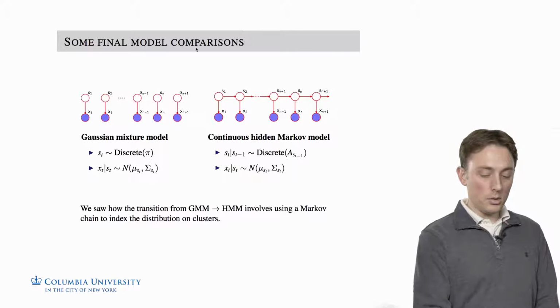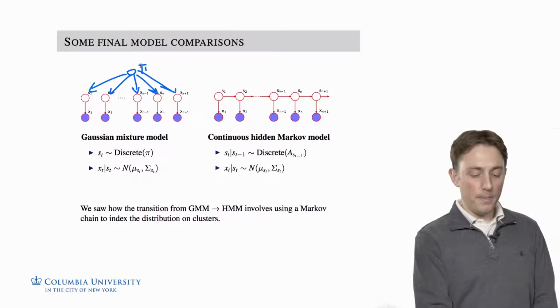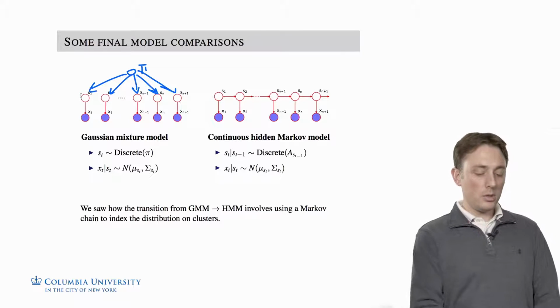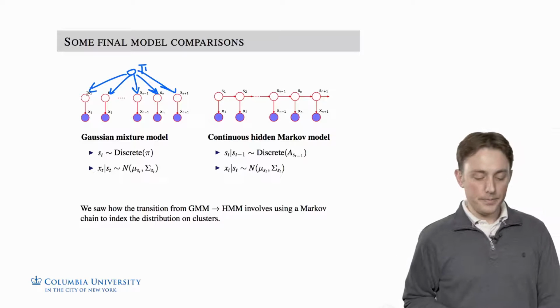So I could also say that we have a vector pi here, and then we simply pick a state based on this vector pi, this distribution pi, and then given the state or given the cluster, we generate the observation from the Gaussian picked out by that cluster.